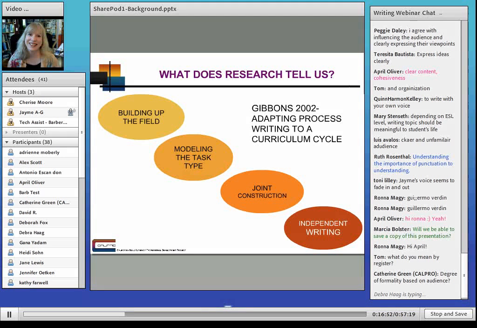Very nice, Catherine. So as you see these four areas here, this actually doesn't go to independent writing until the very end.